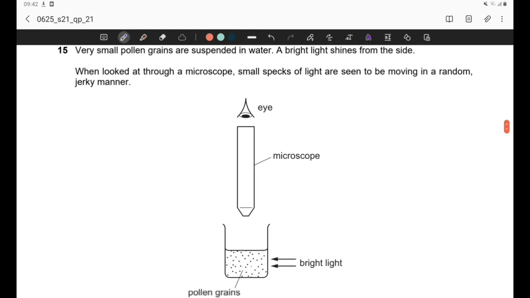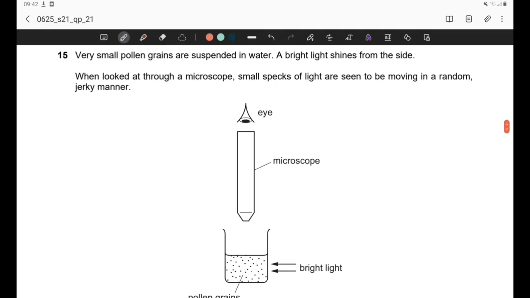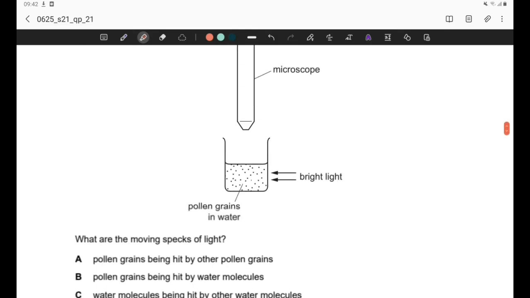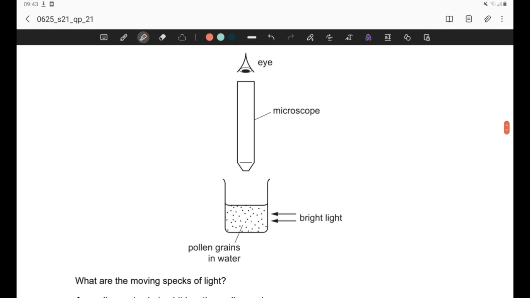Question 15. Very small pollen grains are suspended in water. A bright light shines from the side. When looked at through a microscope, small specks of light are seen to be moving in a random jerky manner. What are the moving specks of light? So this question is about Brownian motion.